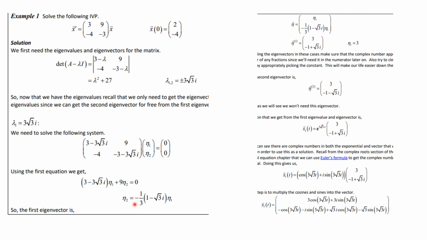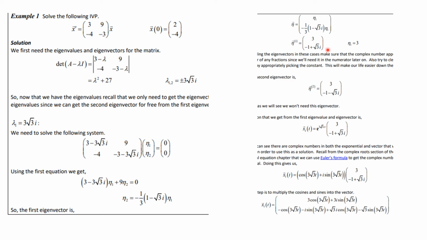a2 is equal to minus 1/3 times 1 minus square root of 3 times i, and that is a1. So that means that when we go up here and do our eigenvector, we're going to get that this is 3 in the top, and then it is going to be minus 1 plus 3 square root of 3 i in the bottom.